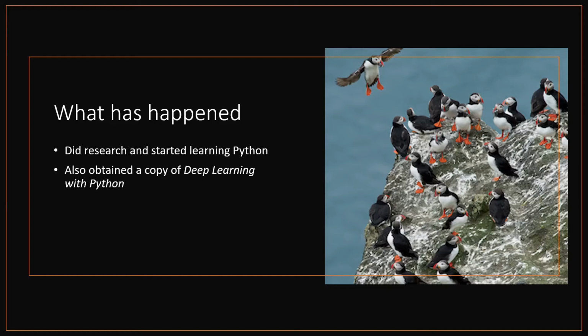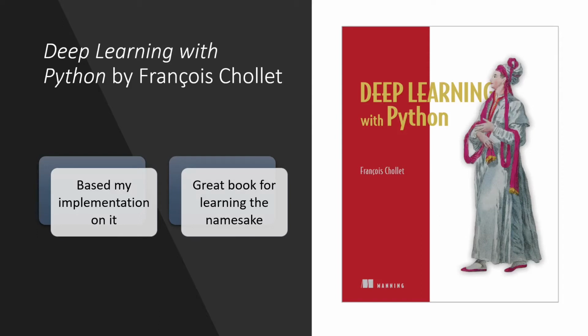What's happened is I started out by doing research and learning Python, because I didn't know Python super well. I also obtained a copy of Deep Learning with Python, the book that was also shown in class. And here it is. I based my implementation on examples in it, and I think it's an excellent book for learning Python and deep learning in Python. It's good for both.